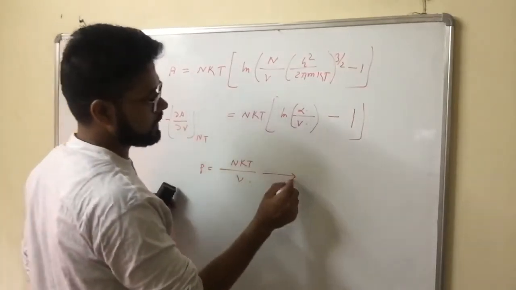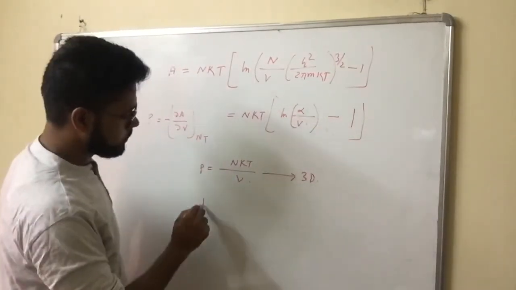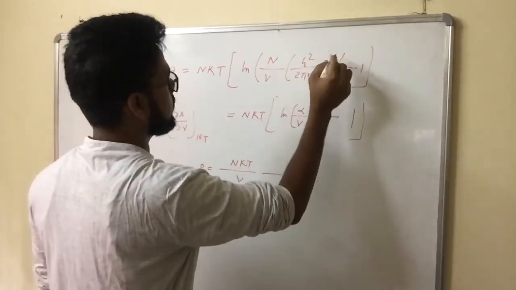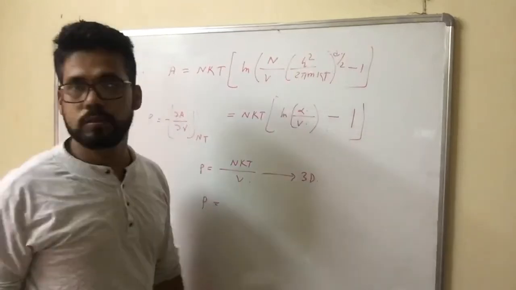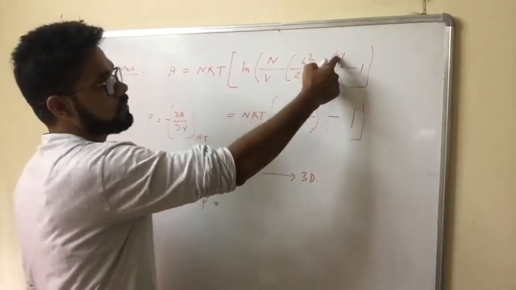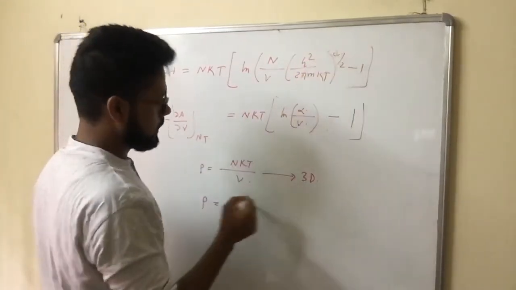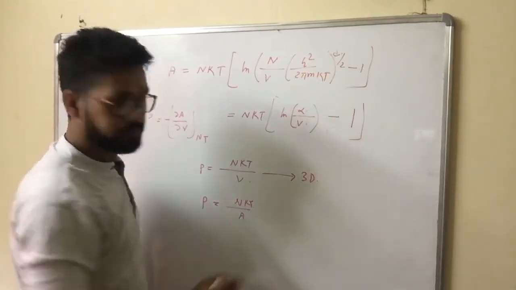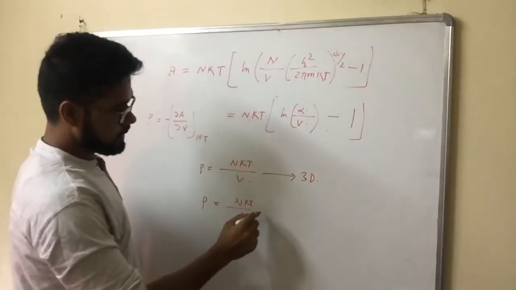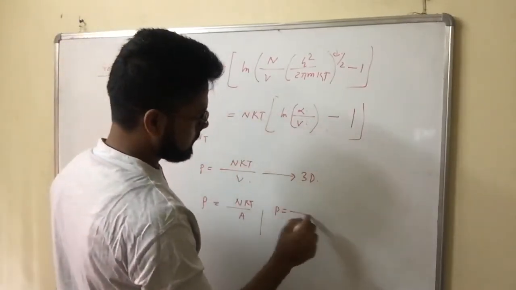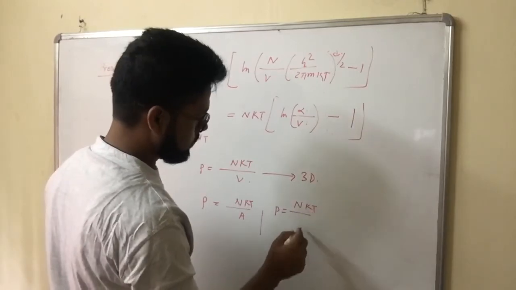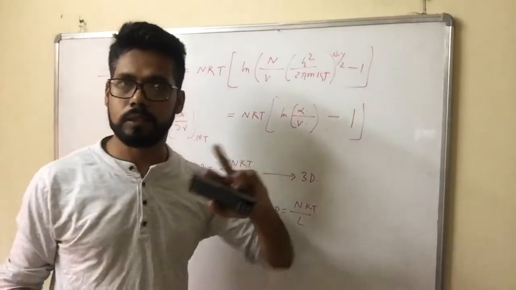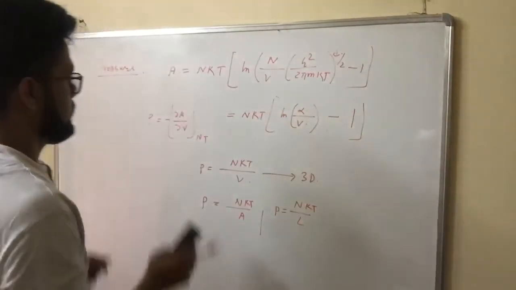It is for the three-dimensional case. But in the two-dimensional case, this is the general formula, with d equal to 2. If you calculate the pressure, you get NkT by area. And in case of 1D, you can verify yourself, I am not going to do it. So this is pressure for 3D, pressure for 2D, pressure for 1D. This way you have to understand.